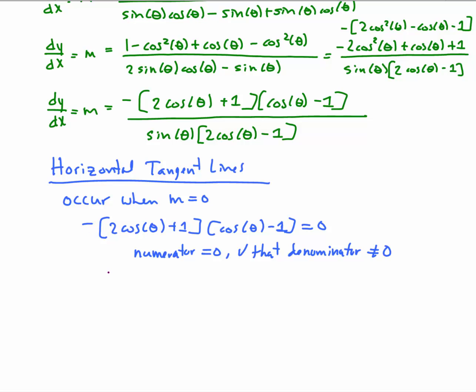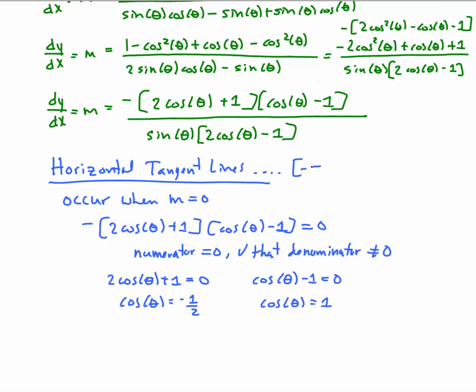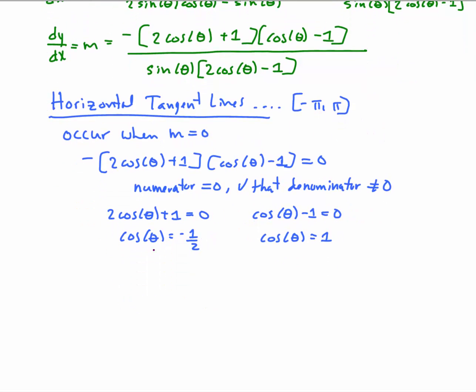Okay, so divide through by negative and end up with 2 cosine of theta plus 1 equals 0, and cosine of theta minus 1 equals 0. Cosine of theta equals negative 1/2. Cosine of theta is equal to 1. Now remember, my restrictions were negative pi to pi. So this is saying, where does the cosine equal negative 1/2? What angle has a cosine of negative 1/2? Well, that's going to be in second and third quadrants, but it has to be between negative pi and pi, so I have to be careful about how I write that.